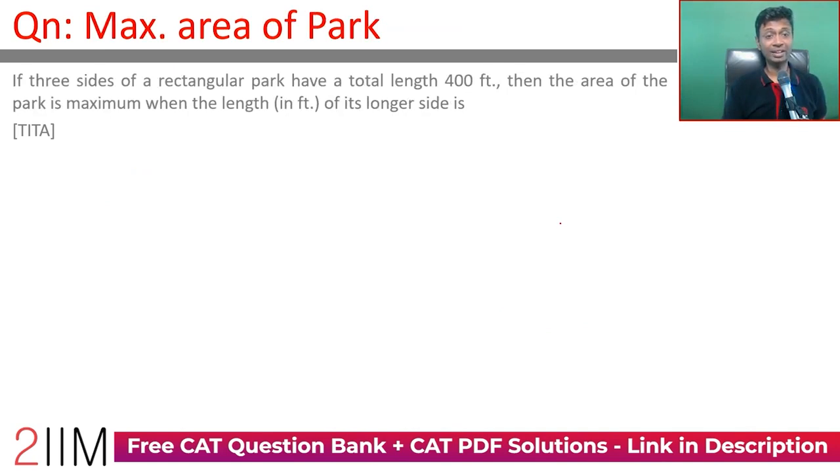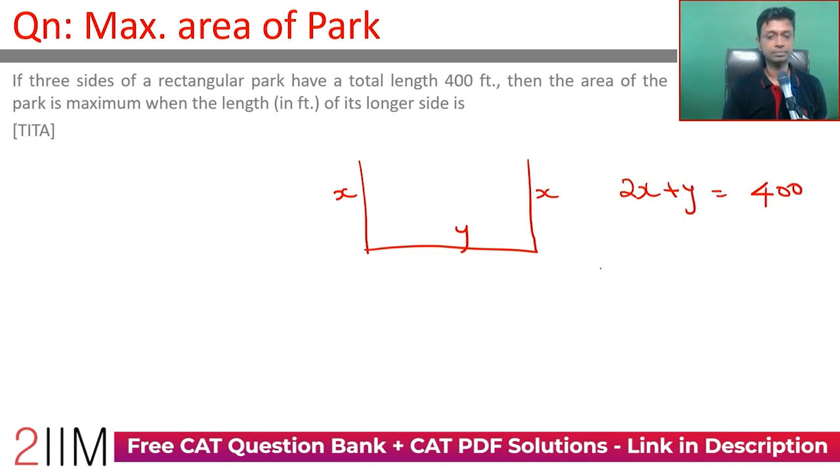If three sides of a rectangular park have a total length of 400 feet, then the area of the park is maximum when the length of its longer side is. And so, wonderful. Three sides are given. Let's say this will be x, this is y. 2x plus y is 400.